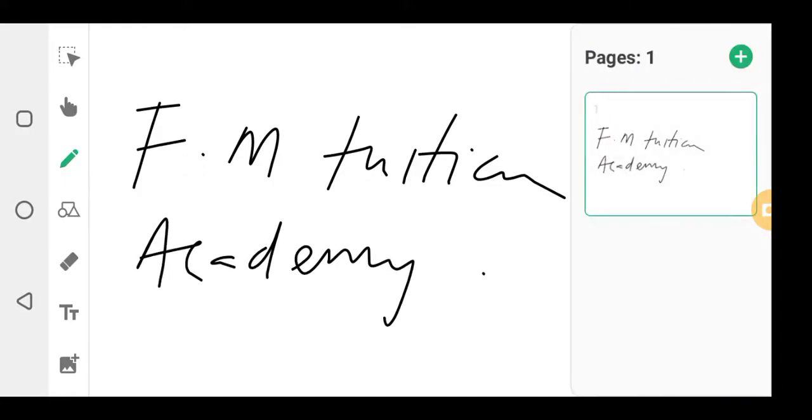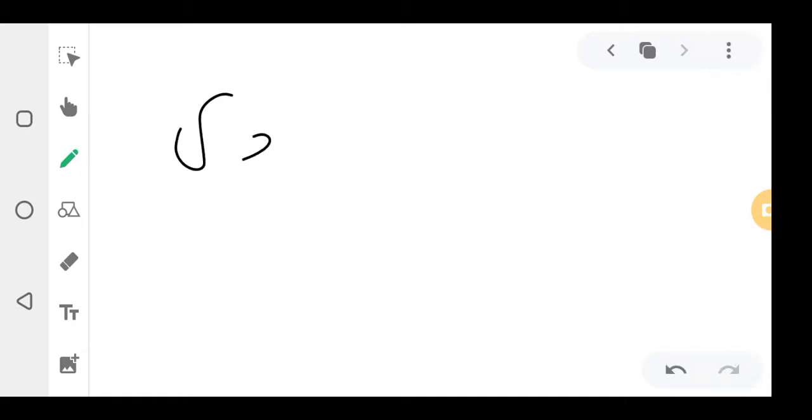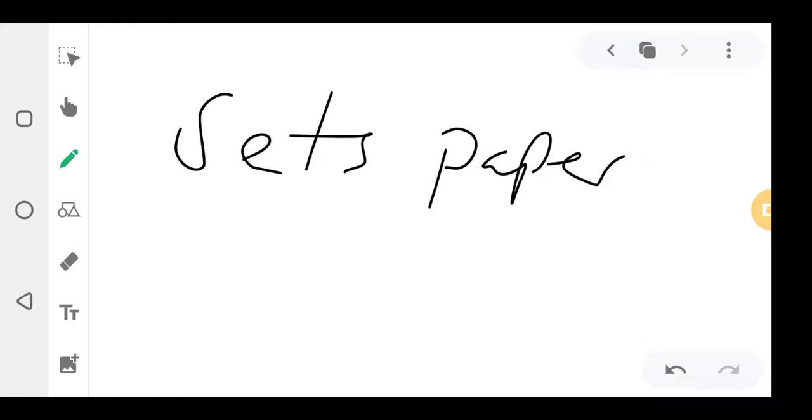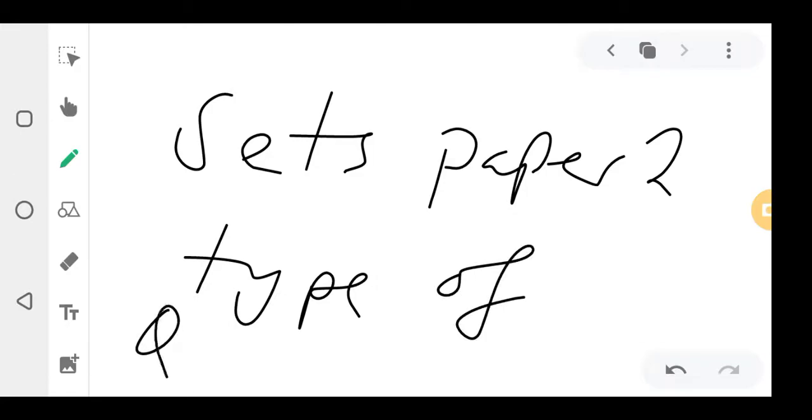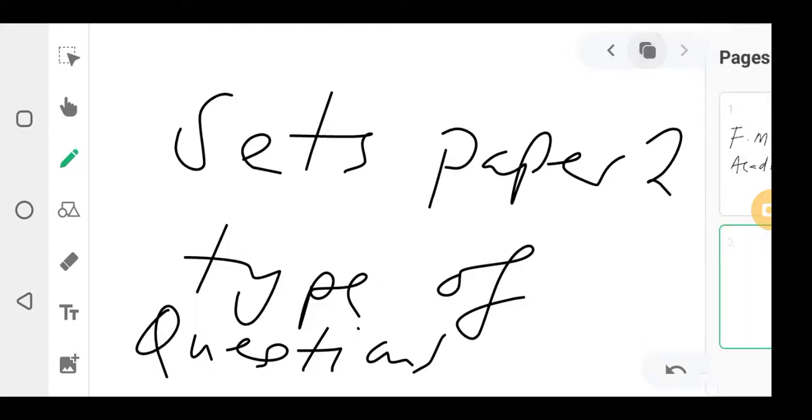Okay, so we're continuing on sets, paper 2 type. Okay, paper 2 type of questions. So these usually come in paper 2. So I'm teaching you a continuation from what we did on sets.